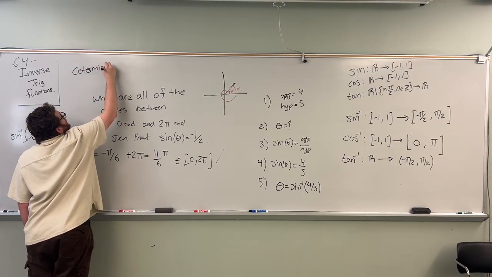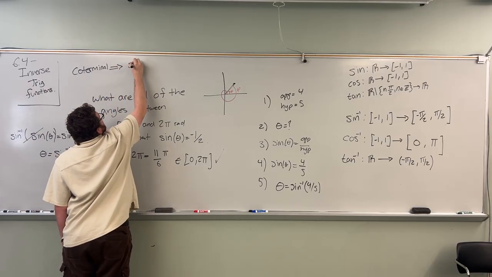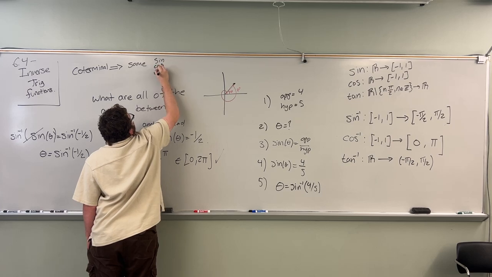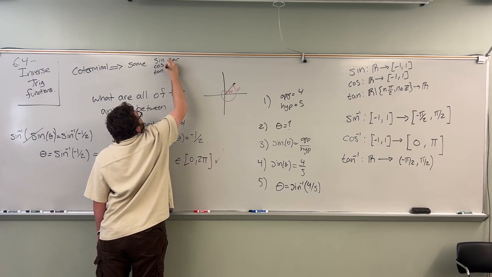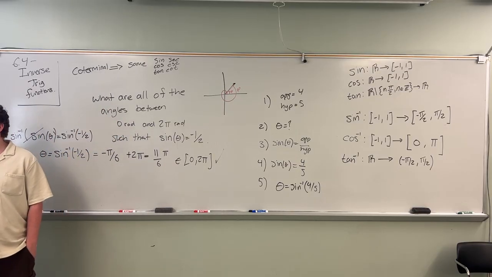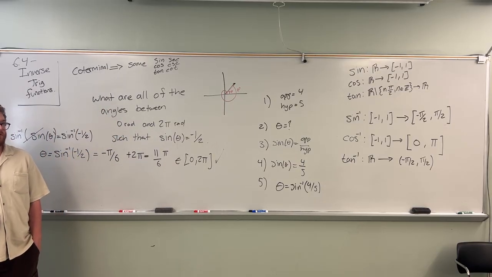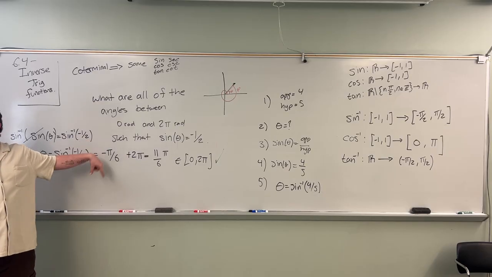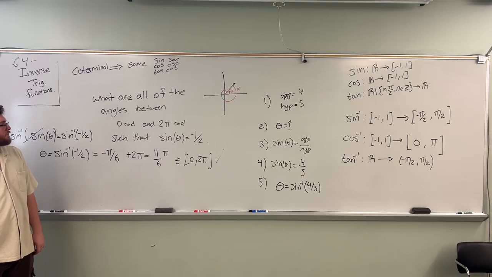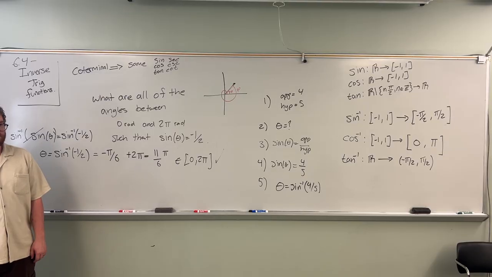Coterminal implies the same sine, cosine, tangent, secant, cosecant, and cotangent. They have all the exact same values that we're worried about. The only difference is it's a different angle, so it's wrapped around a little bit more. Any questions about that one?